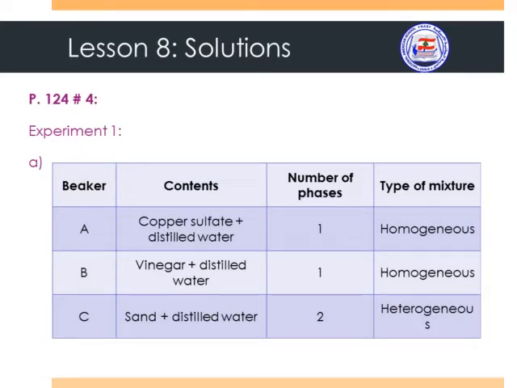In beaker 2 we have vinegar and distilled water. They also form one phase and they are a homogeneous mixture. However, in beaker C we have sand and distilled water. These two do not mix, so they form two phases and they are a heterogeneous mixture.